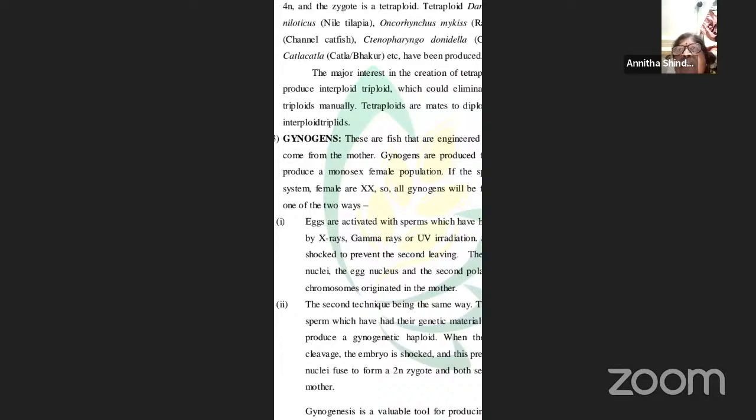Now turn to the page on genetic manipulation in fishes. There are methods like thermal shock, pressure shock, and chemical shock. The first one is inactivation of the gametes, where you can inactivate the gametes by exposing them to UV rays, X-rays, gamma rays, and so on. The second one is shock treatment, and in that shock treatment you see temperature, pressure, and chemical treatment. Cold and hot, if you remember.